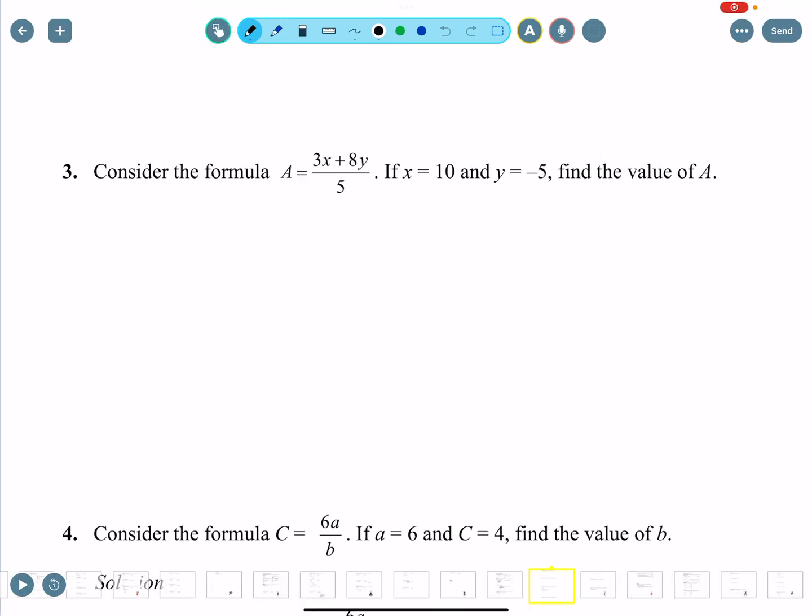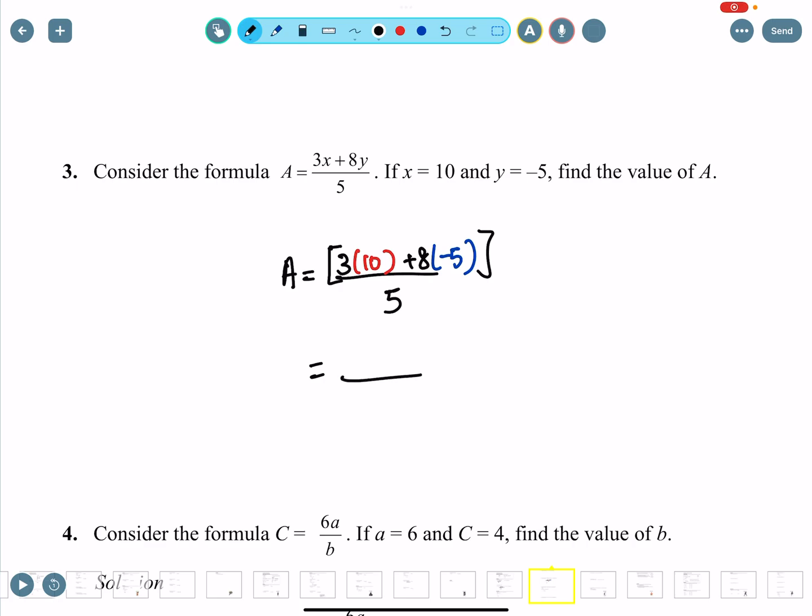So I'm randomly going to find some questions. Here, find the value of A, substitute 10 plus 8, and then -5 divided by 5. So again, if you want to calculate all at once, you need to put a big bracket here, or you can go slowly. I think going slowly will be the best.